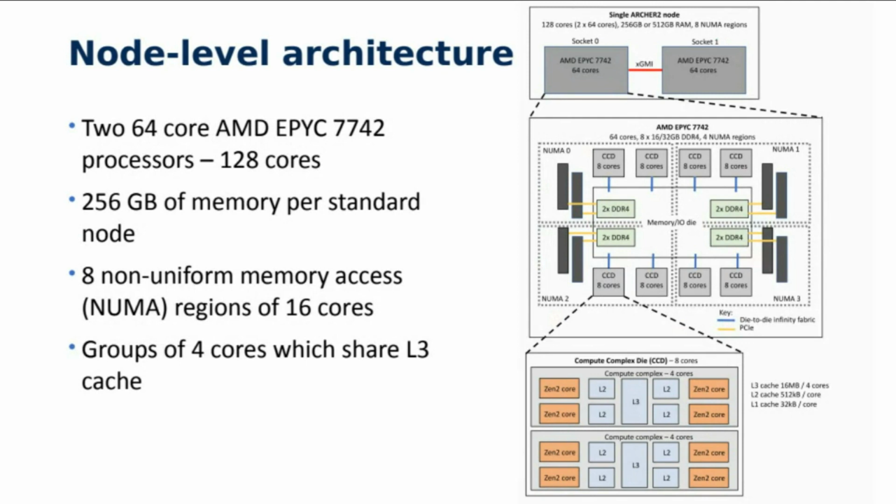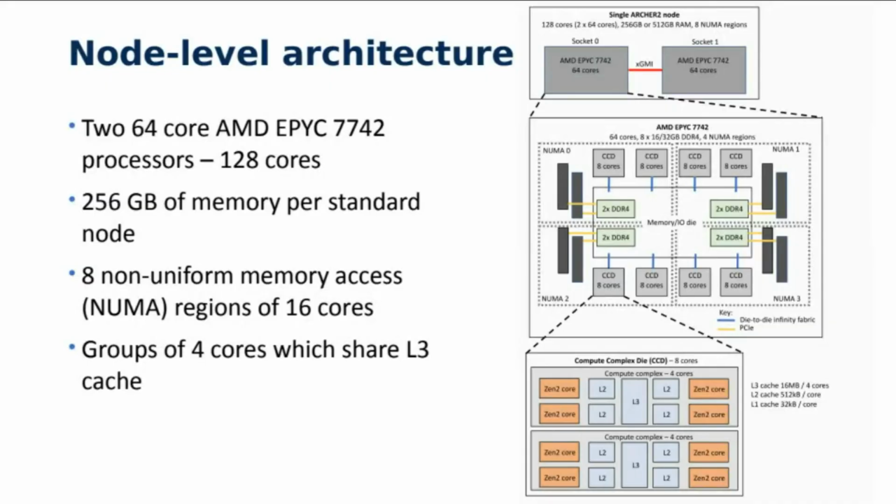128 cores per node. There are 256 gigabytes of memory per standard node and 512 on a high memory node. Each node has 8 non-uniform memory access regions, which are 16 cores each. And within this, there are groups of 4 cores which share L3 cache.